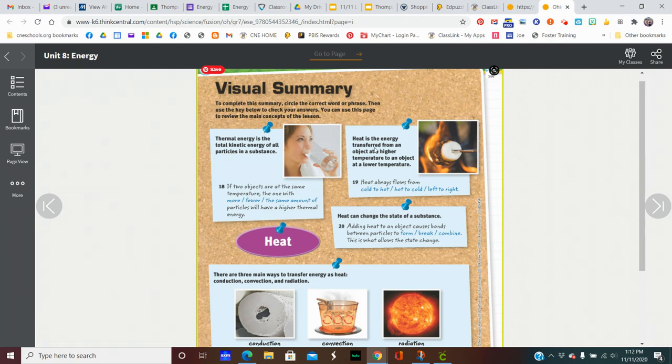All right. Number 19, heat is the energy transferred from an object at a higher temperature to the object of a lower temperature. Heat always flows from cold to hot, hot to cold, left to right. Number 20, heat can change the state of a substance. Adding heat to an object causes bonds between particles to form, break, combine. This is what allows the state to change.